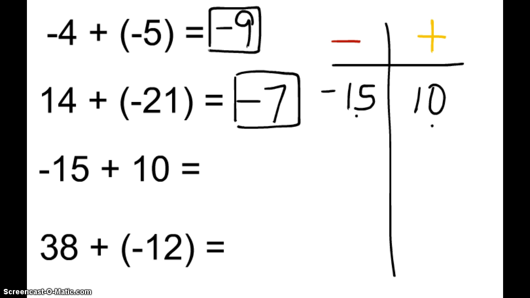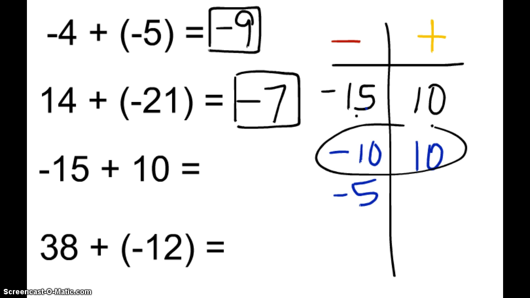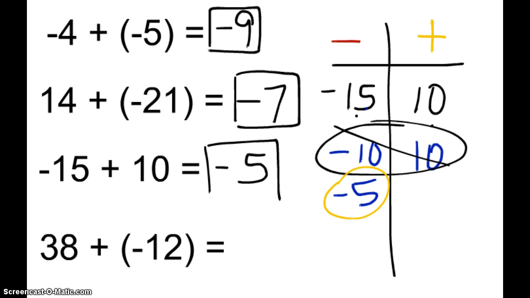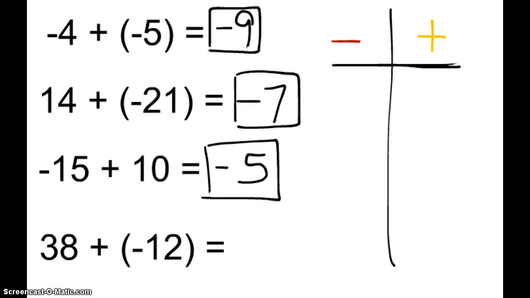All right, so now I've got 15 negatives, and I have 10 positives. Since I have something on the left and the right, I know that I can create a 0 pair. So I know that I have fewer positives, so I'm going to have to keep my positives. And then I can take 10 of my negatives, and I know that I still have 5 negatives left. So this is my 0 pair, and what am I left with? I'm left with 5 negatives. So negative 5.